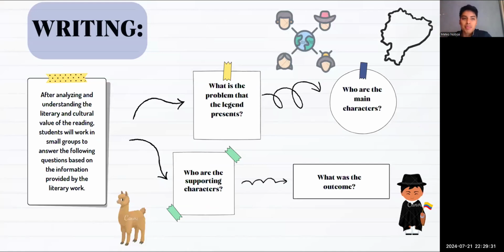Writing activity. After analyzing and understanding the literature and cultural value of the reading, the students will work in small groups to answer the following questions based on the information provided by the literary work. The first one is, what is the problem that the legend presents? And who are the supporting characters? Who are the main characters? And what was the outcome?